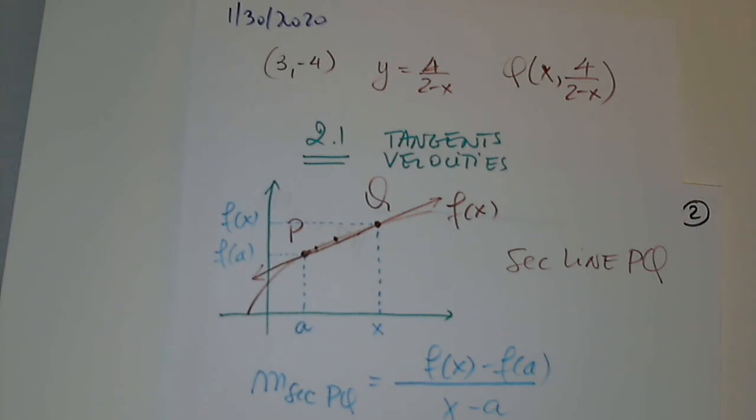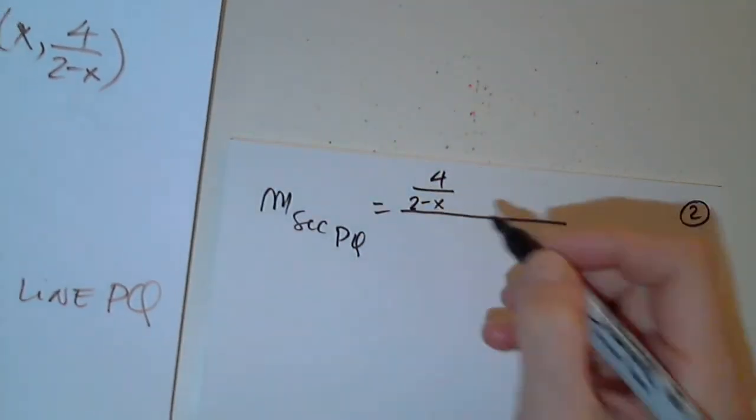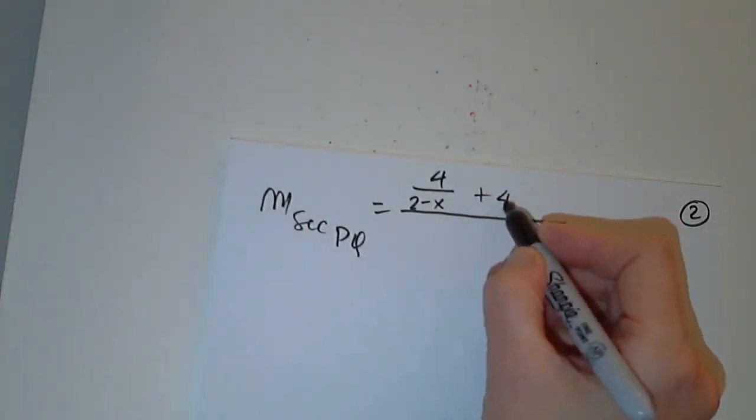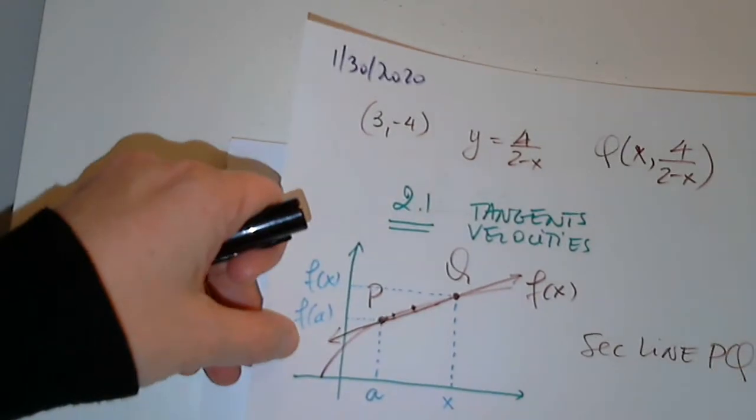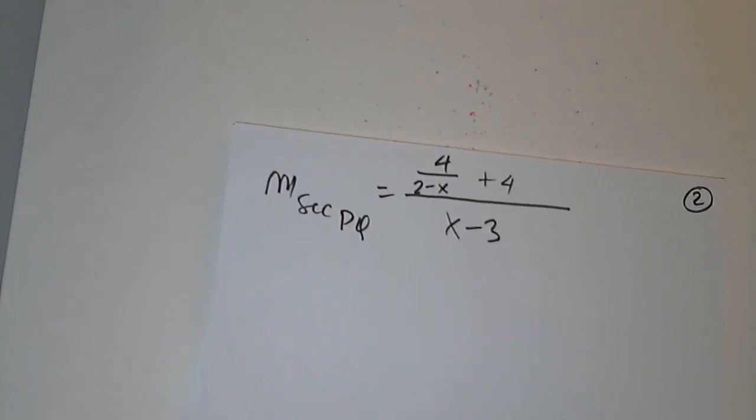Shot in the dark, 4 over 2 minus x, minus that is negative 4. That is common sense. So it is 4 over 2 minus x, minus negative 4. Excellent, which makes it positive 4. Excellent. This is x minus 3. Exactly. So this is indeed the slope of the secant line between P and Q.